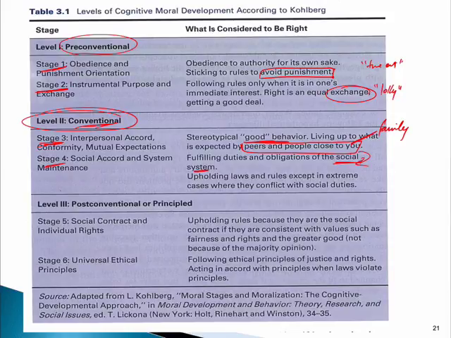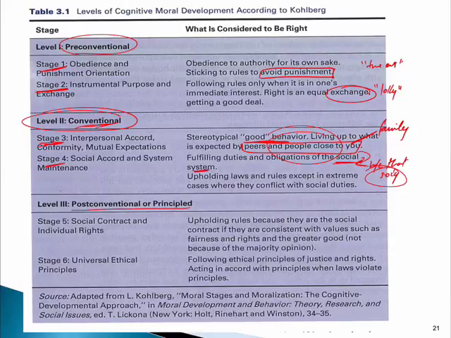Stage 4 moves away from the peers and people close to you and you start doing it for the social system. So this could be why you follow the law, because that's what society expects. We're not talking about your close associates here. We're starting to talk about broadly society, things like the rule of law.